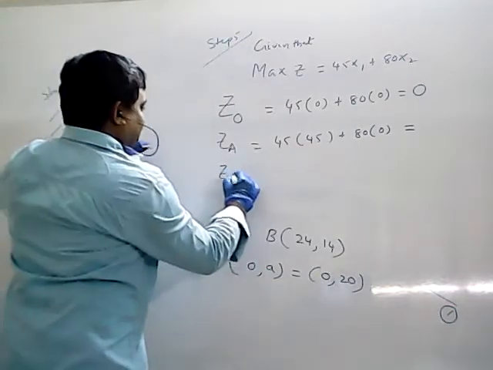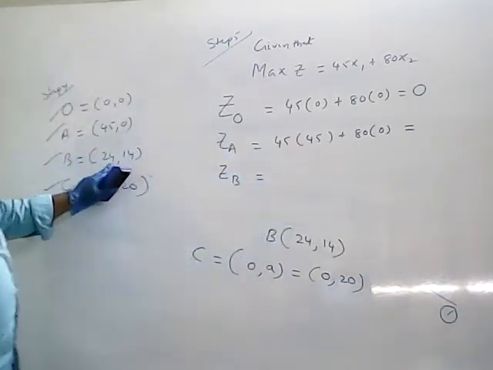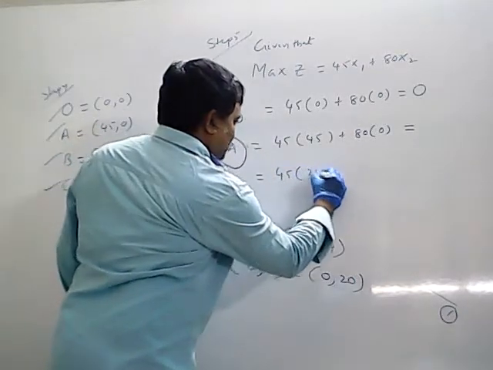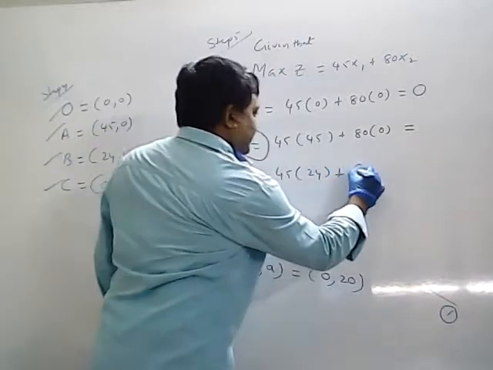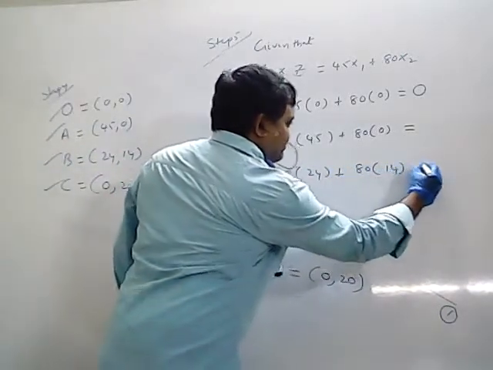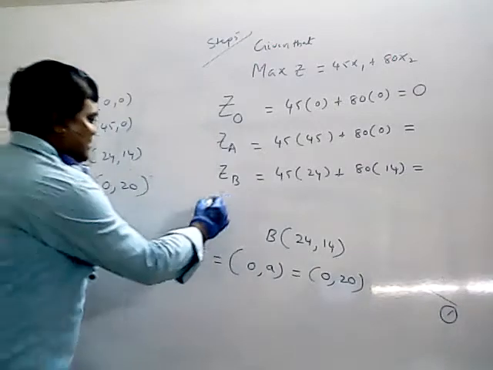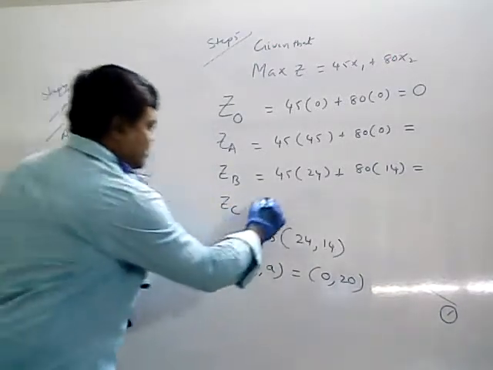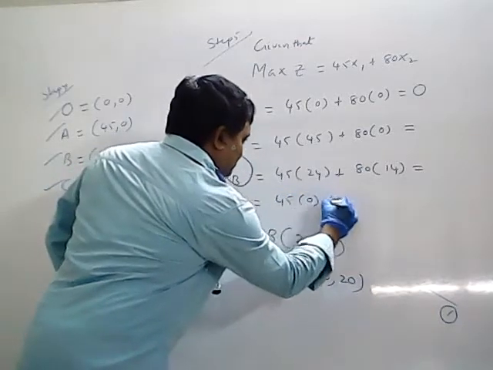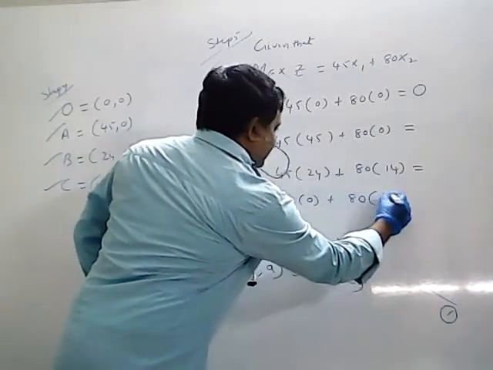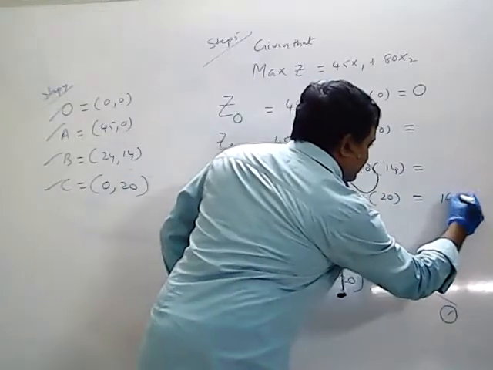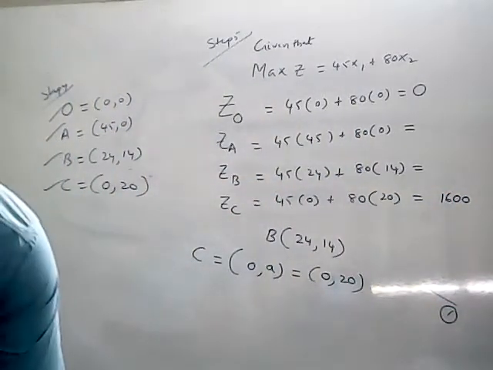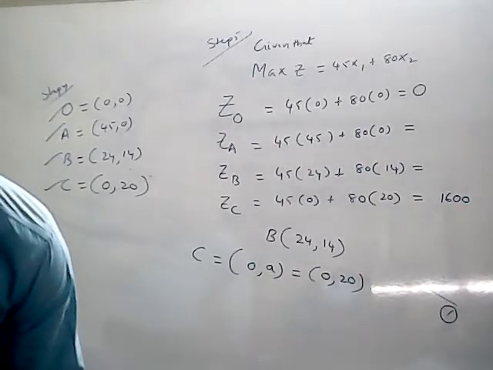Next ZB. B point is 24, 14. That means 45 into 24 plus 80 into 14. We can simplify that and you will get the value. And ZC, last, is 0, 20: 45 into 0 plus 80 into 20. 80 into 20 is 1600. The remaining values you can identify. What values are you getting?